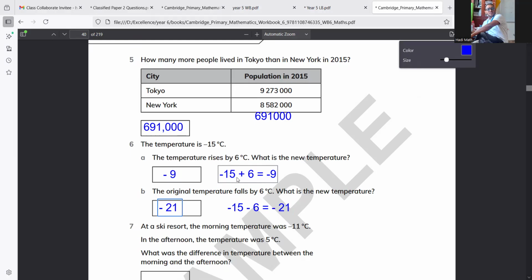Because here there are different signs. You find the difference between them and keep the sign of the greater absolute value. The difference between them is 9, and the sign of the greater absolute value is negative. So that's why the answer is negative 9. And here, with the same sign, you add them together and keep the common sign, which is negative, so negative 21.